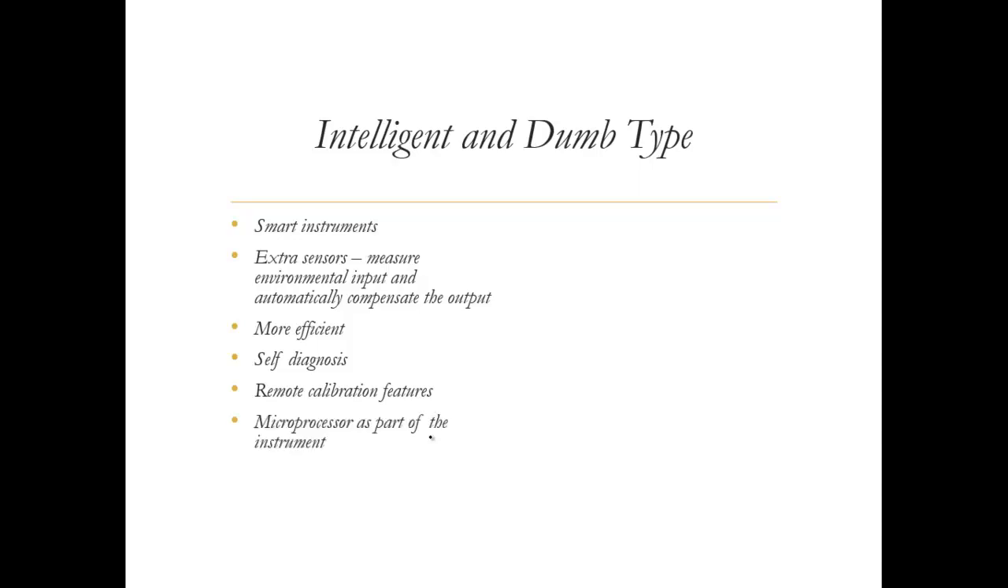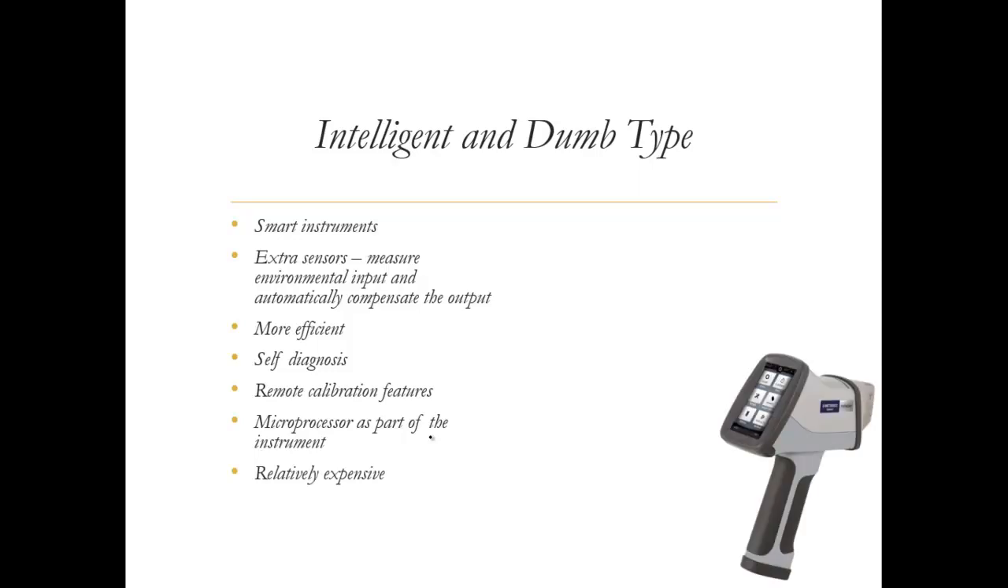So the microprocessor is part of this instrument. They are relatively expensive. For example, you can see a thermal imaging gun, or a thermal screening gun, where we want to measure the temperature, or we can do many other things. You can see there is an interface provided on the back of this instrument, where we have a lot of other features. So all these features are possible when we have a microcontroller embedded in this instrument, and we can do a lot of other things with this type of instrument. So these are known as intelligent ones.